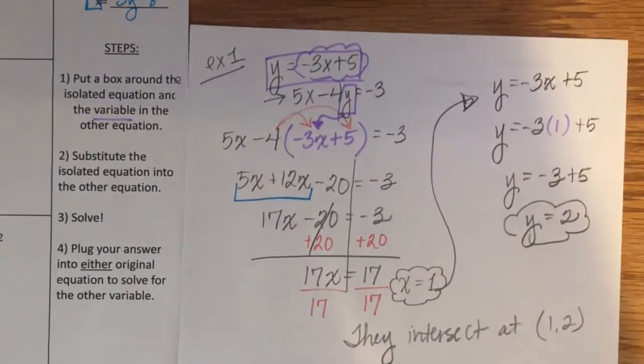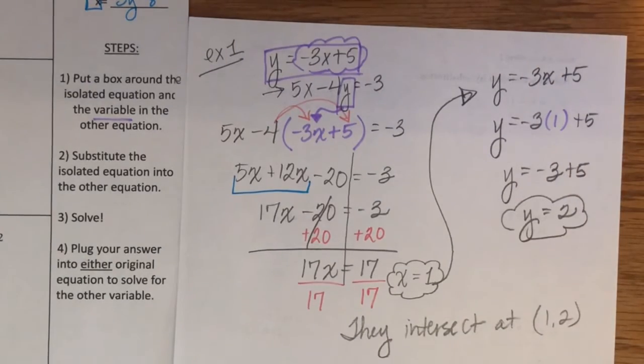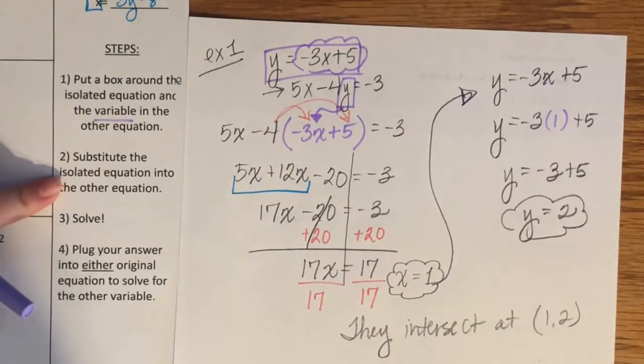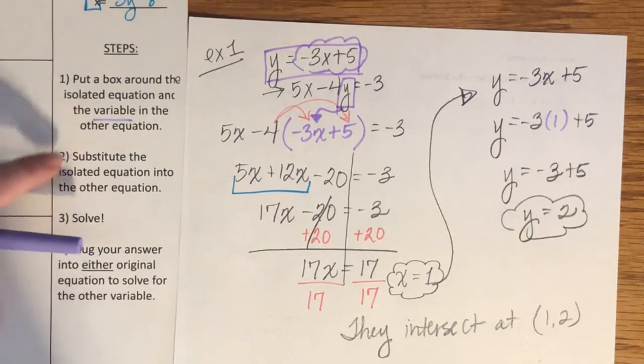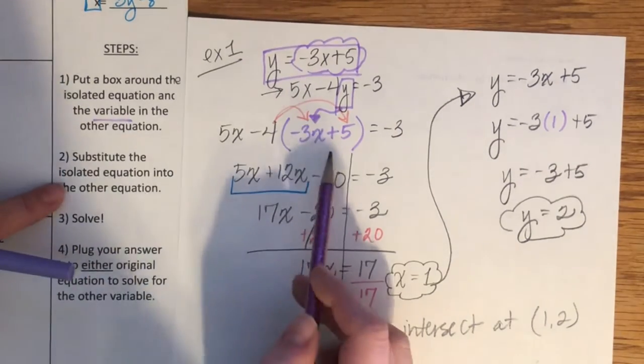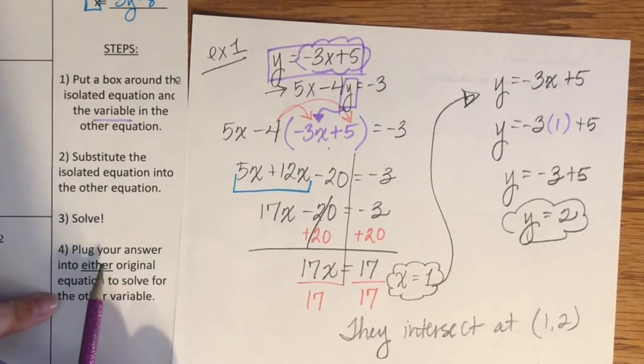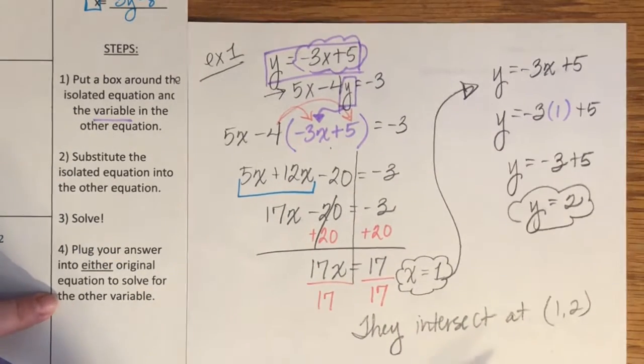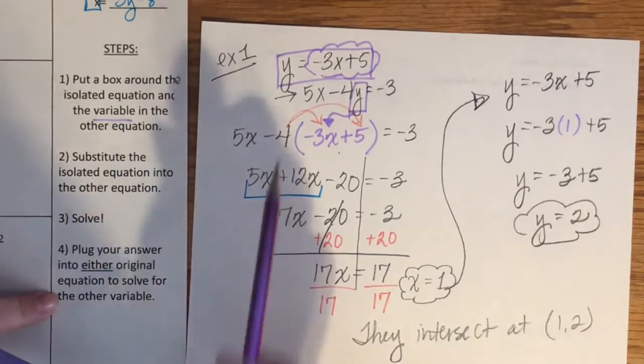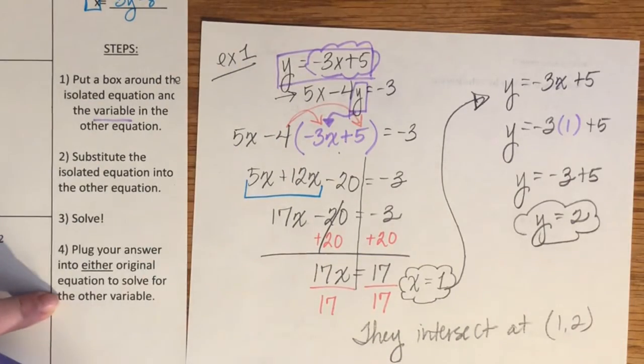Oh, oops, sorry. So there we have our final answer. And I kind of forgot to point out the steps as I was going through, but substituting, step 2 was right here. Solving, that was all this stuff, and then plugging in your answer into either original equation to solve for the other variable. But again, my advice is always to plug it into the one that's isolated already.